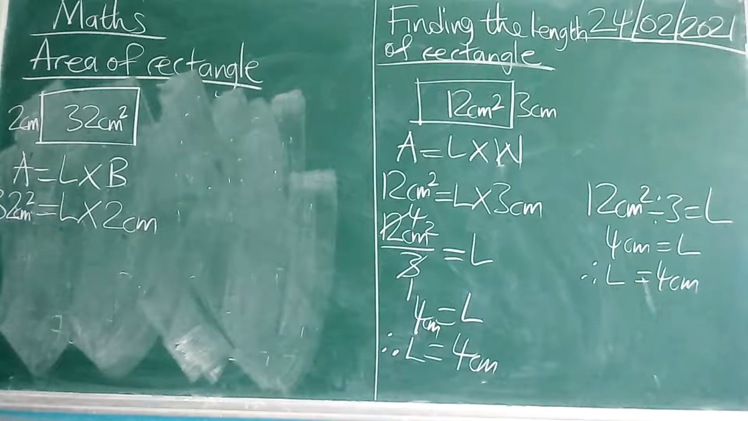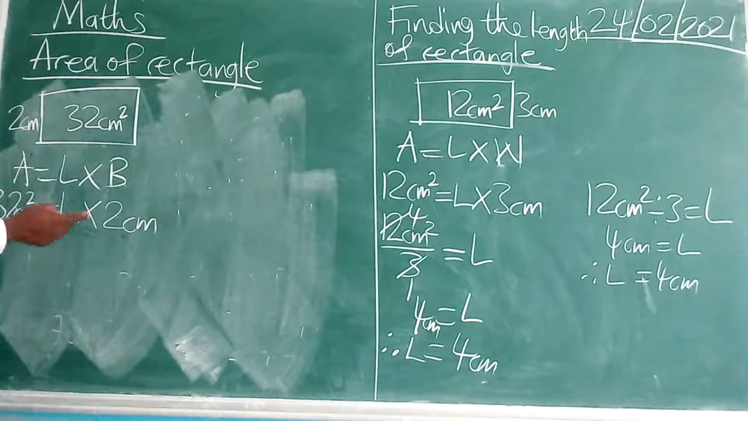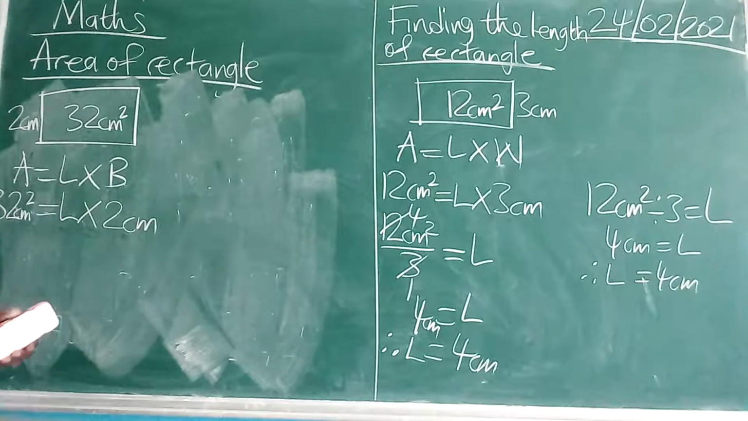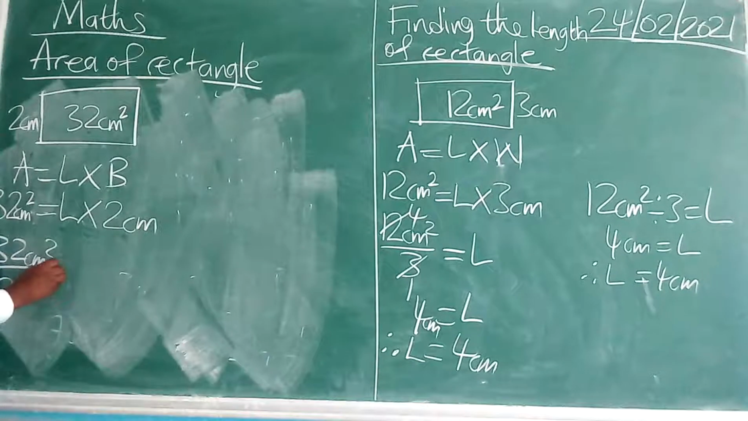So now, since here is multiplication, when it crosses the equal sign, it becomes what? Division. I've told you before. So here we are going to write 32 centimeters square divided by 2 centimeters equals L.